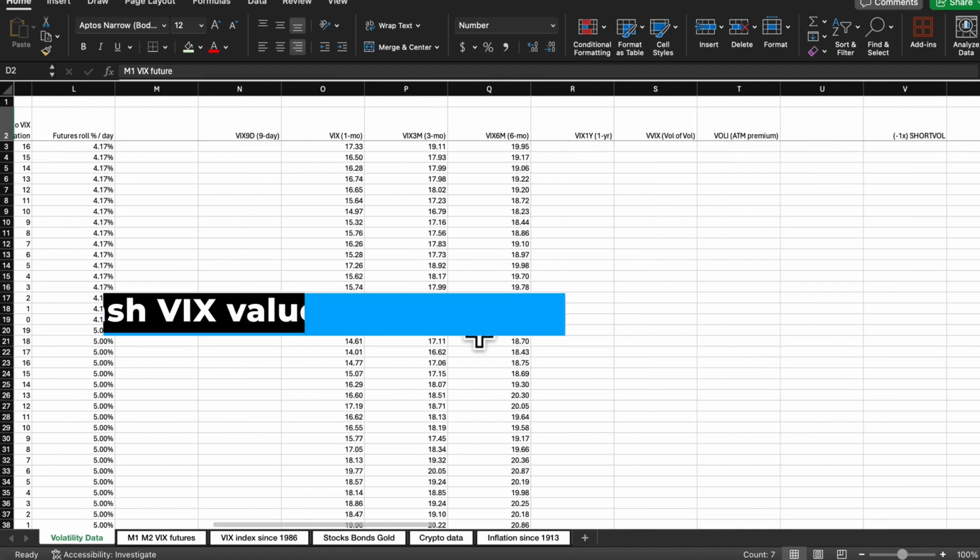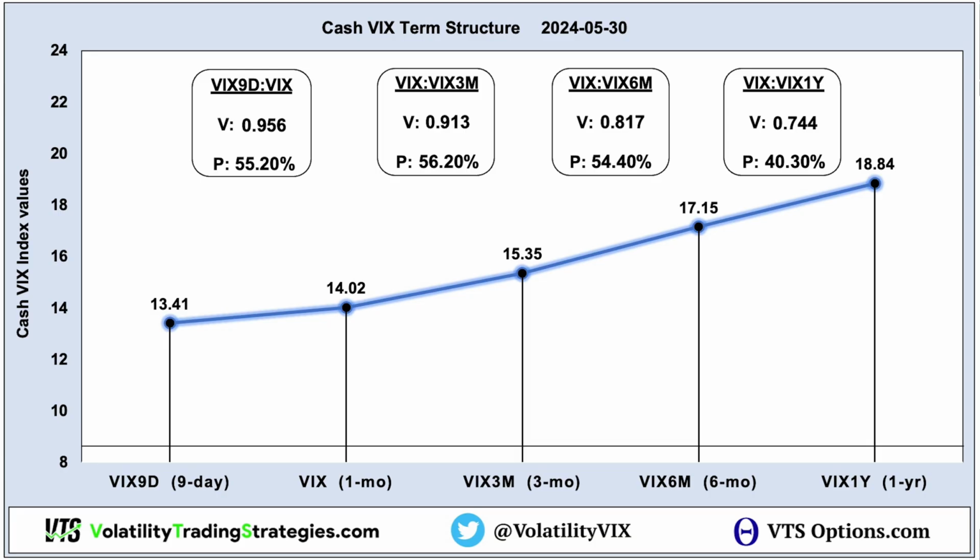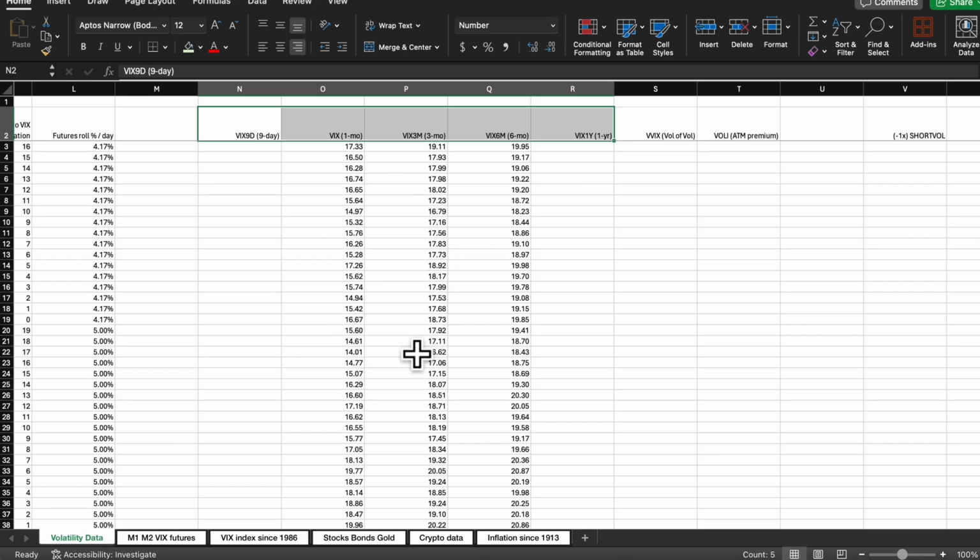If you scroll over a little bit further, I have also included the cash VIX term structure. This is something that I talk about a lot. I find these data points extremely useful. In my daily email, I actually publish a lot of extended data based on these numbers. But at the very least, you should have the raw data.